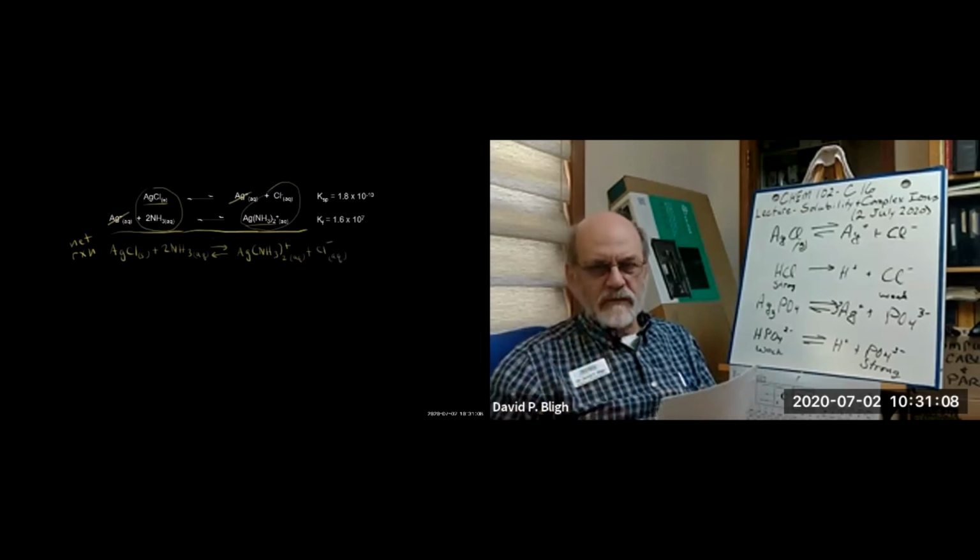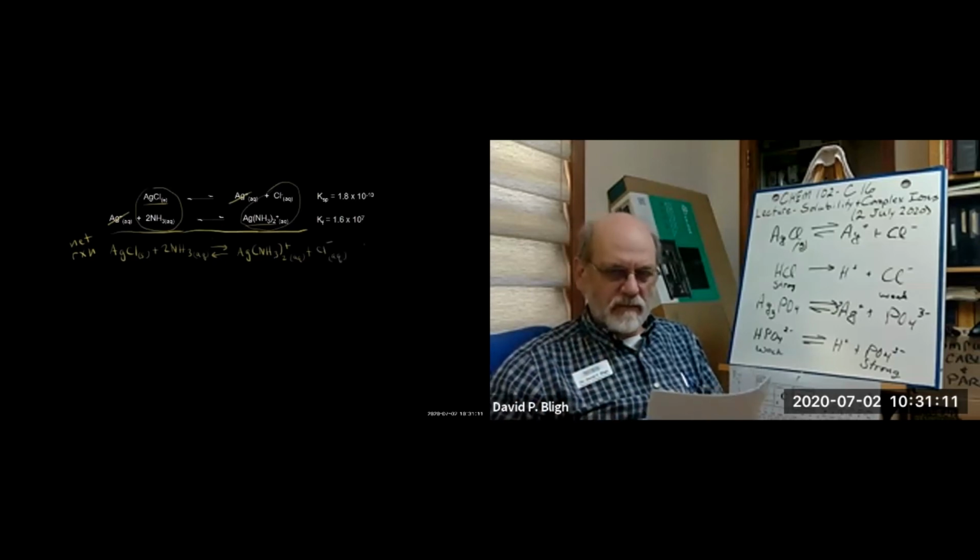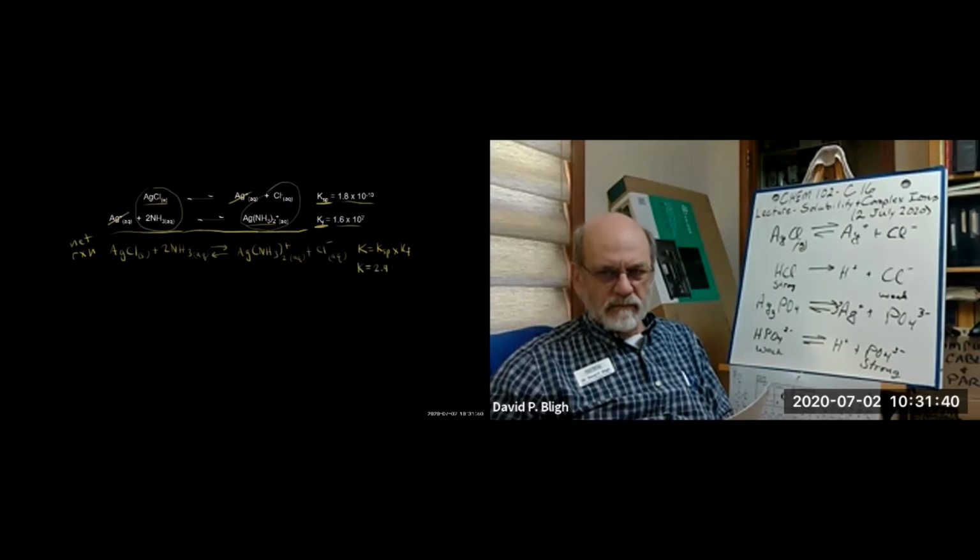And if we added those two reactions together to get our net reaction, we have a new equilibrium constant, which I will call K. If you add two reactions together, you multiply the equilibrium constants of those two reactions. So K is equal to KSP times KF. If you did that calculation, 1.8 times 10 to the negative 10 times 1.6 times 10 to the 7, you'll get your new equilibrium constant. I won't do it here just to save some time, but you'll get 2.9 times 10 to the negative third.